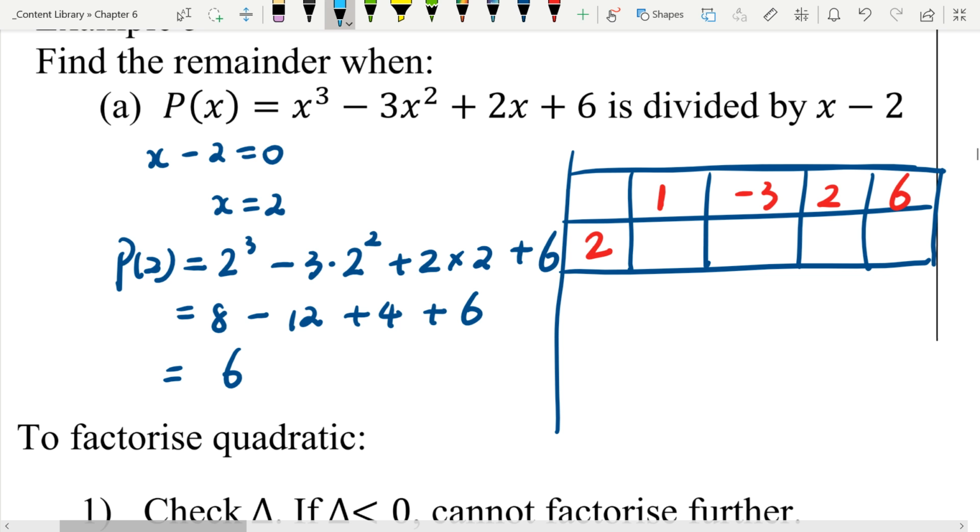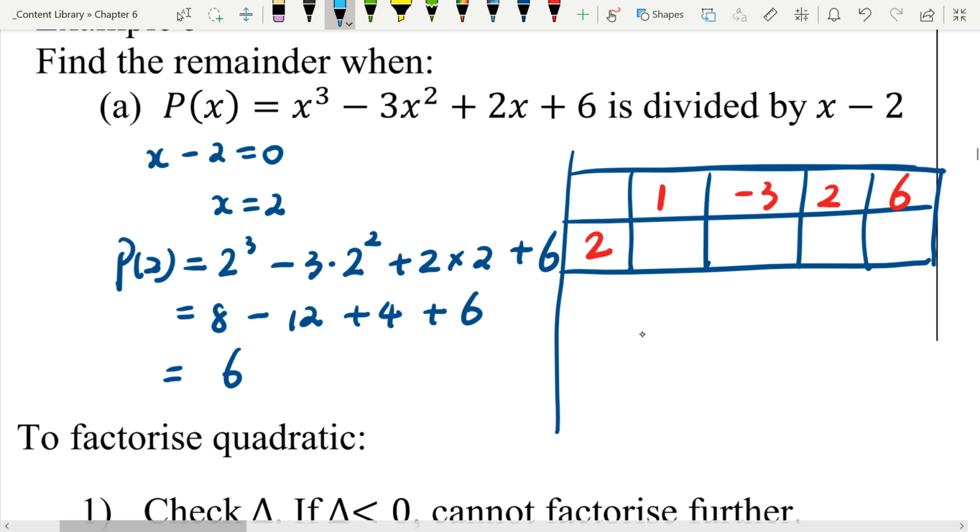So set up the table: 1, -3, 2, and 6. First of all, you need to set up your coefficients from the highest power to the lowest power. And if in the middle you don't have a term, say you don't have an x squared term, you need to put 0 there. Same as long division, you need to put 0 there. I will show you examples later.